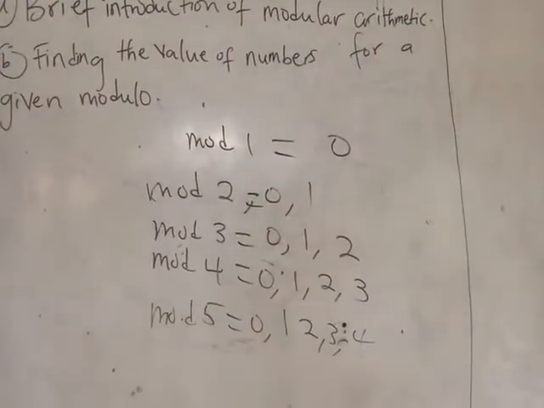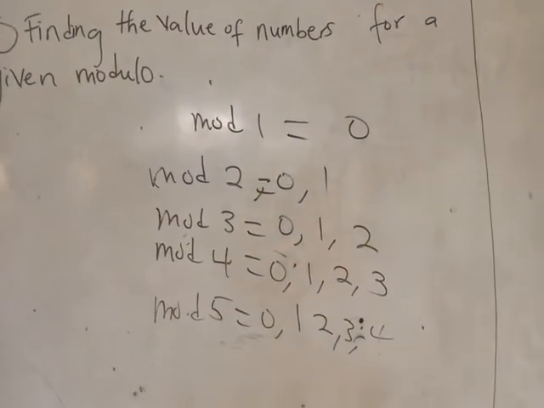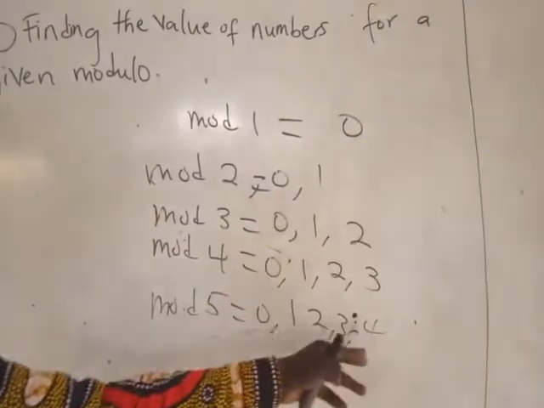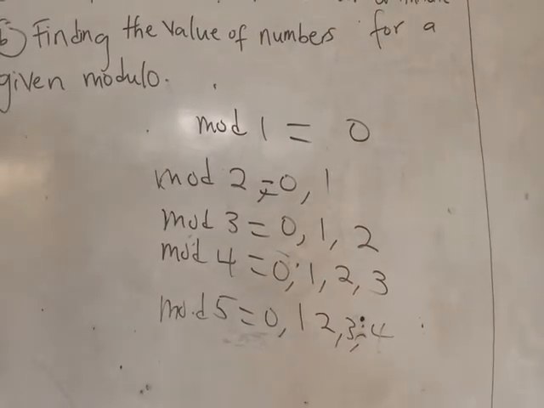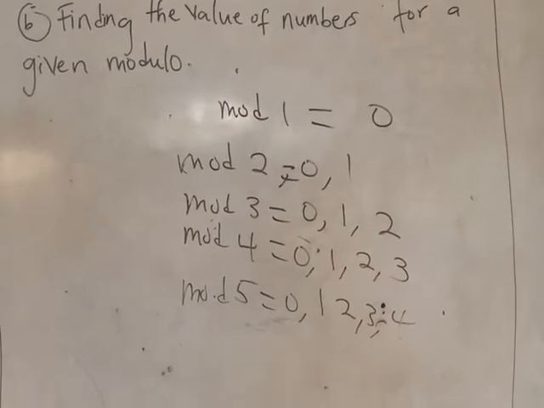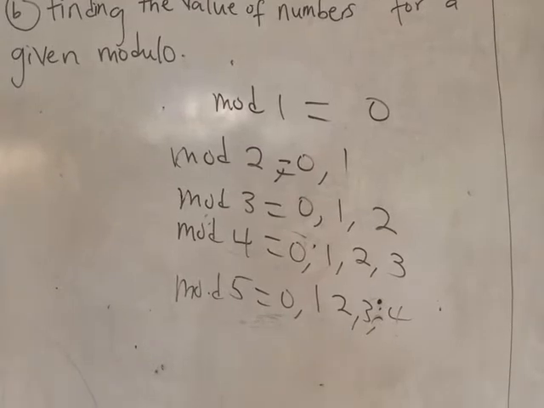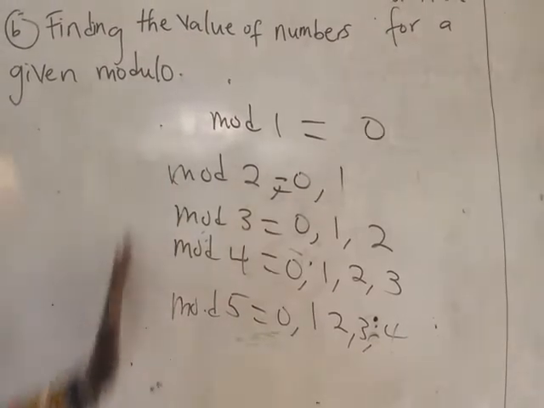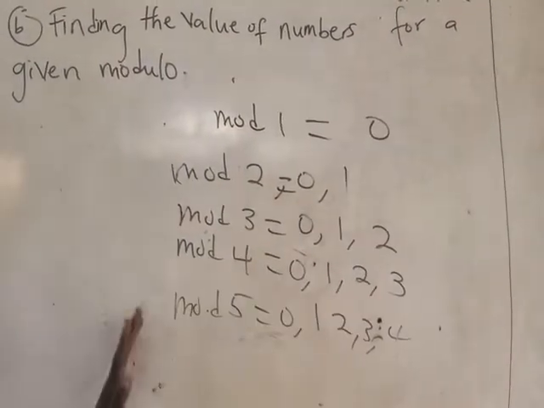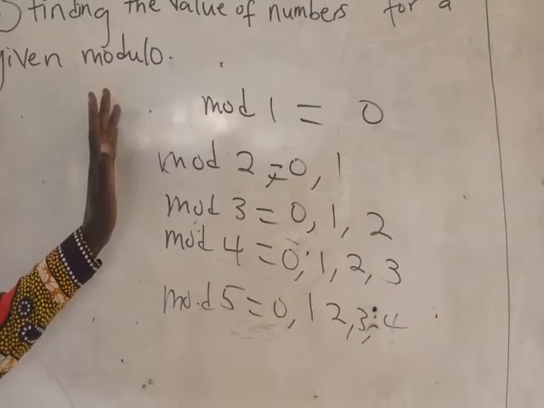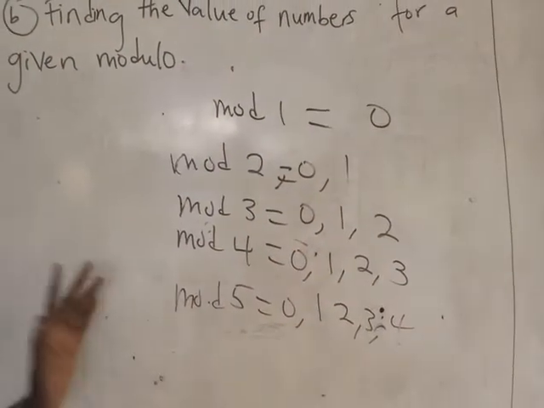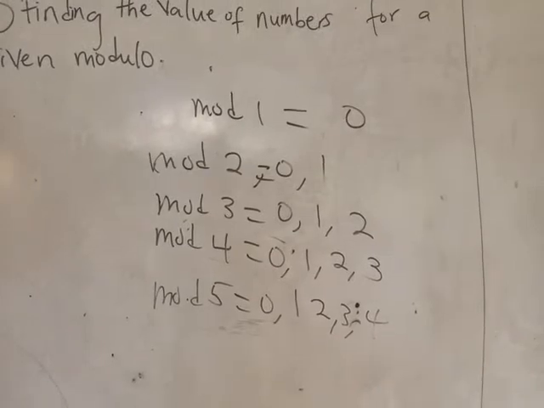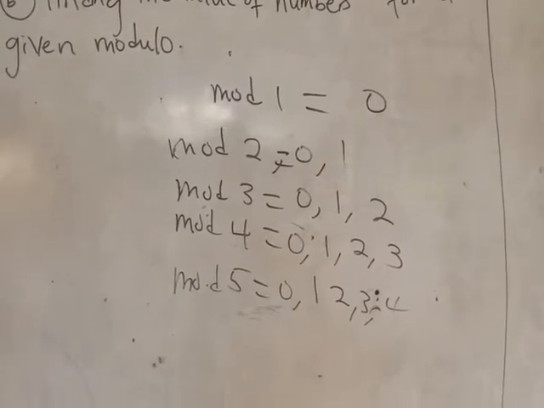So the modulo they talk about, that number shouldn't be part of the answer. Mod 7, it should end at 6. Mod 10, it should end at 9. So you should note this carefully because it will guide you in modulo. And for modulo, as I said, only remainders are written.